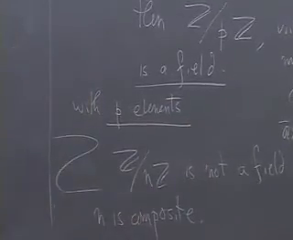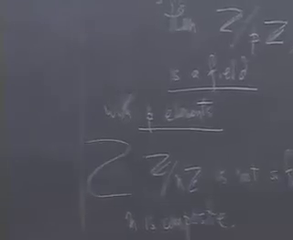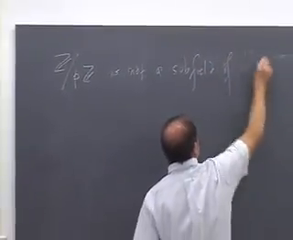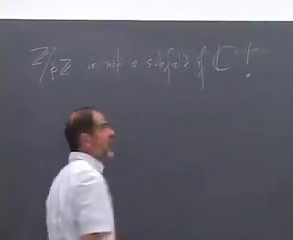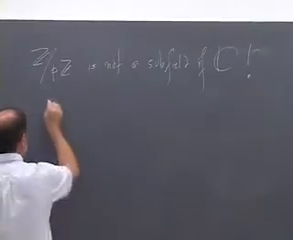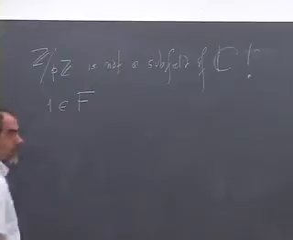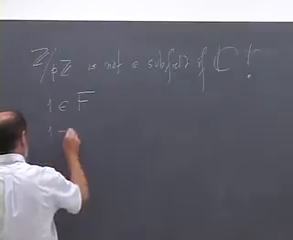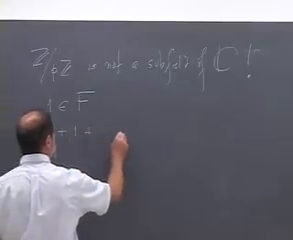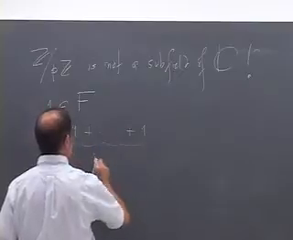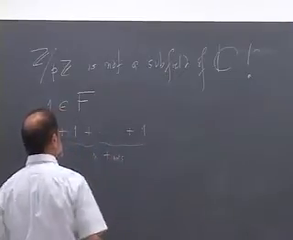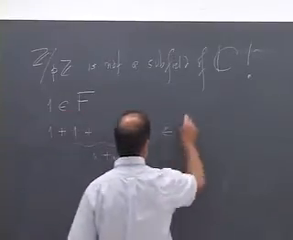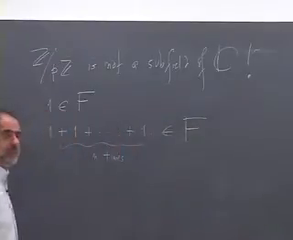Okay? Now, Z mod PZ is not a subfield of C. And the reason is very simple. In any field, you have the element 1. A field has to have a multiplicative identity, 1. And since you can add 1 to itself any number of times, you can add it to itself n times and you get a new element in the field, for every integer n.